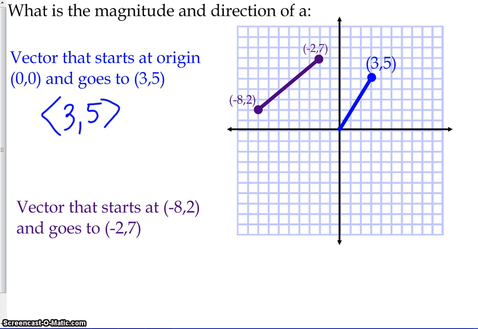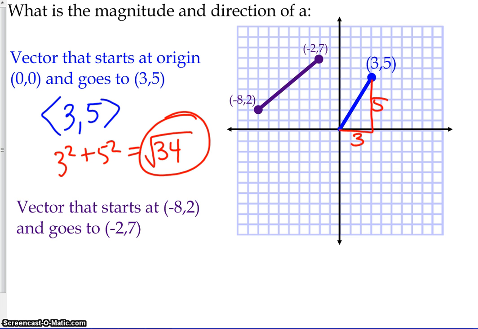Well, the distance isn't bad. It goes over 3 and up 5. So it has 3 here, 5 here. My distance is going to be 3 squared plus 5 squared, 9 plus 25, or 34. And since it's the Pythagorean theorem, my distance is going to be the square root of 34. So that would be my distance for this particular problem.